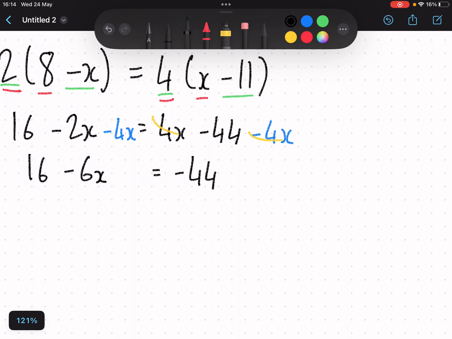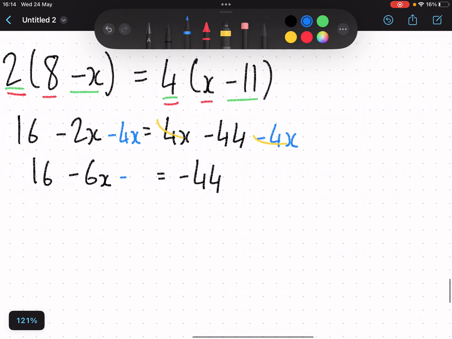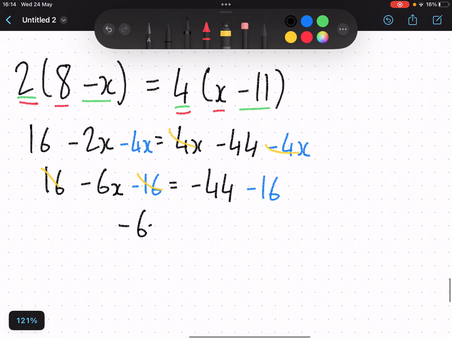Now, next thing to eliminate is the 16 on the left-hand side. So I'm going to subtract 16 from the left-hand side. If I do that, I need to subtract 16 from the right-hand side as well. On the left-hand side, 16 take away 16 is 0. So I'm just left with minus 6x on the left-hand side. On the right-hand side, minus 44 take away 16 is going to end up at minus 60. So x multiplied by minus 6 is equal to minus 60.